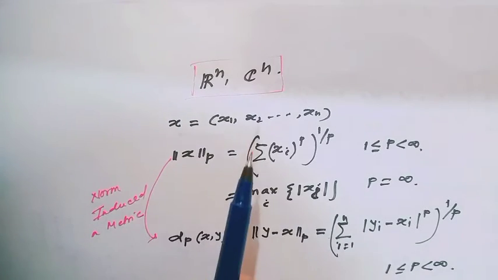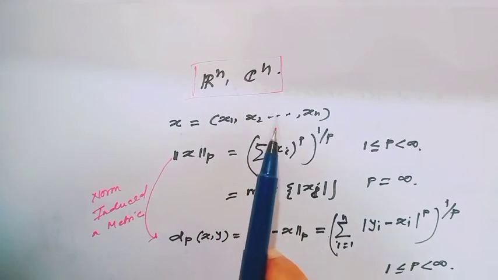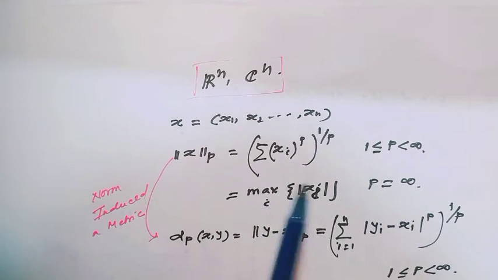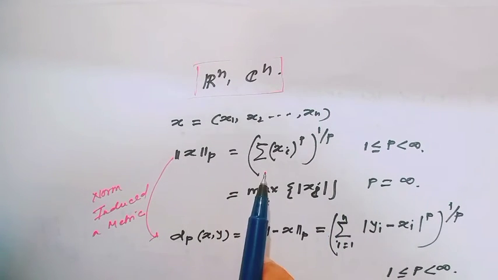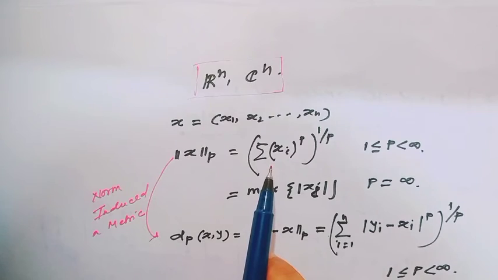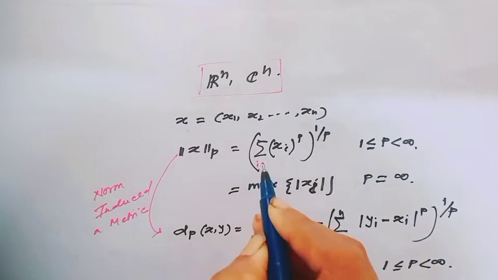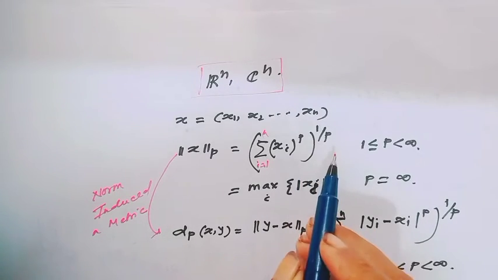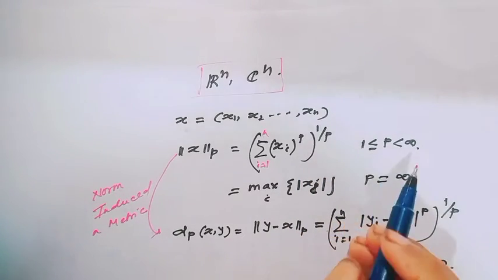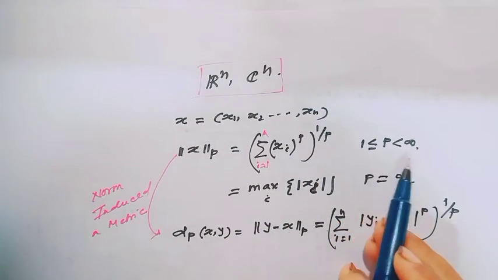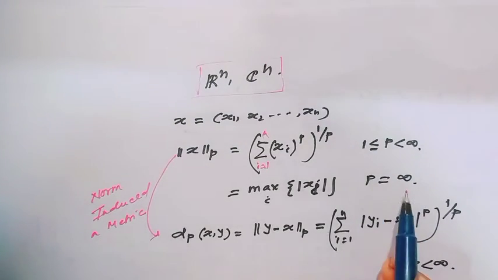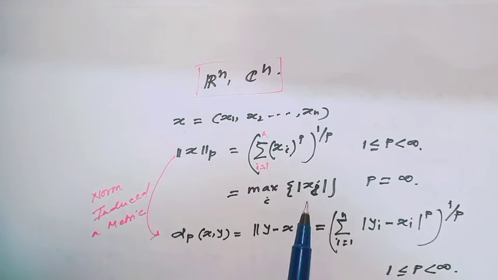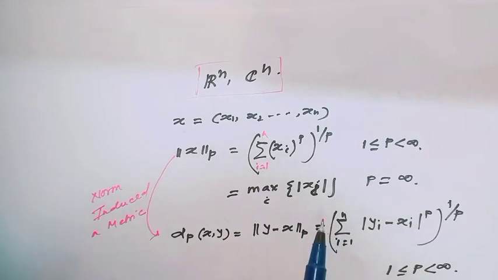If we consider, for example, R^n or C^n, then there exist two norms. The p-norm, which we all know, is the summation from i equals 1 to n of |x_i|^p, to the power 1 over p, where p is greater than or equal to 1 and less than infinity. And when p equals infinity, then this is equal to the max over i of the absolute value of x_i.